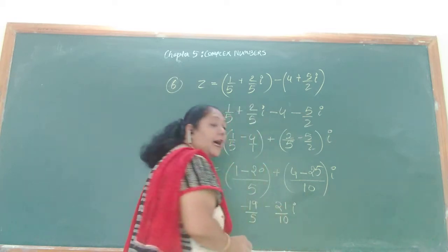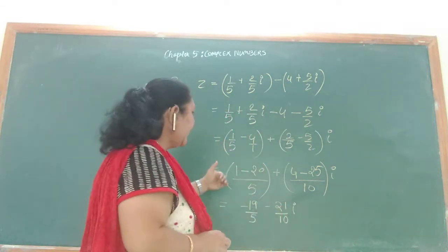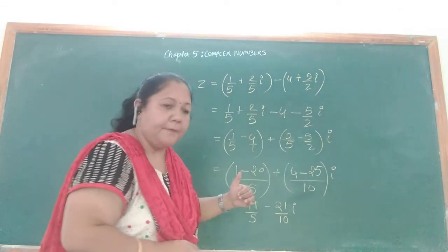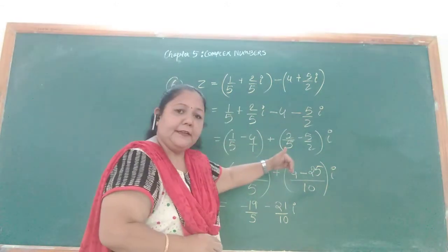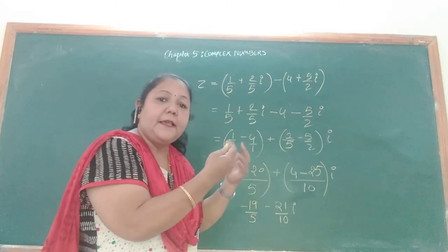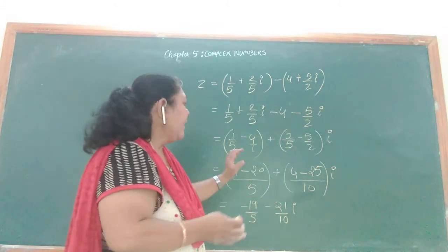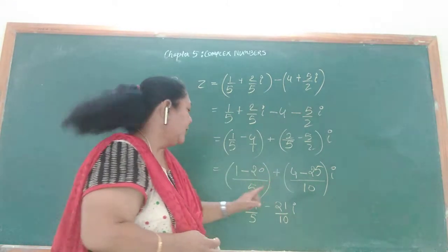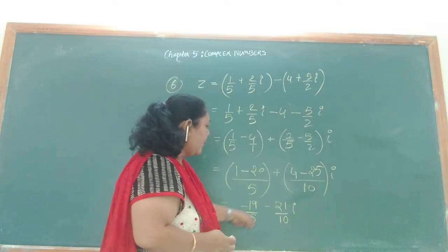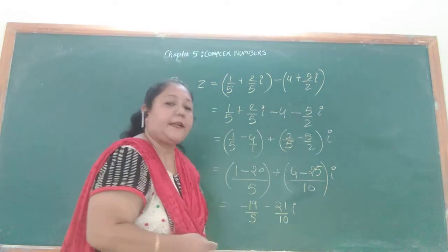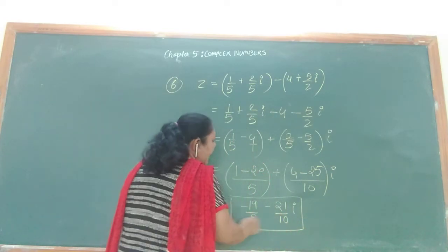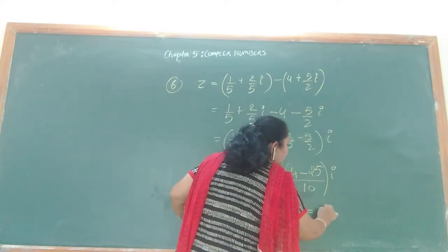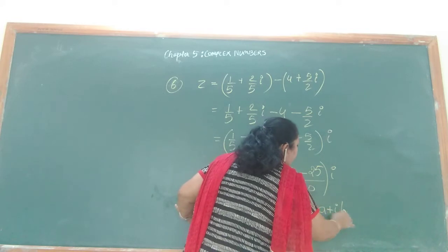is along with an I. So what did I do? I took LCM. I took single numbers on one side and I took I terms together. I terms means I removed I common and then I took LCM and got the answer minus 19 upon 5 and minus 21 upon 10. And this I put in a bracket, and I say that it is equal to A plus IB.